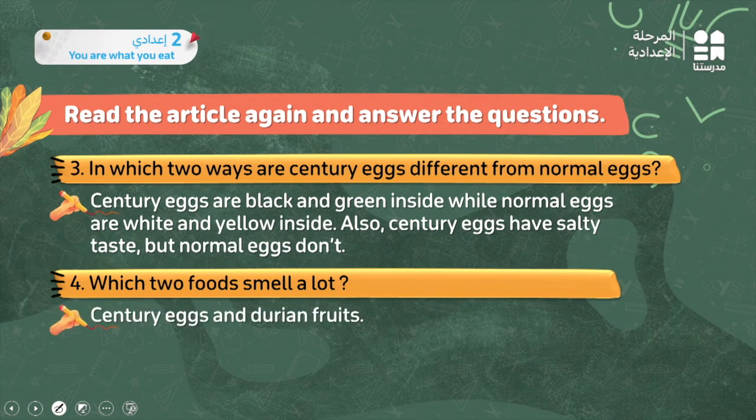Which two foods smell a lot? Which two things we read about give off a bad smell? Century eggs and durian fruits. They are the two kinds of unusual food that smell terrible.